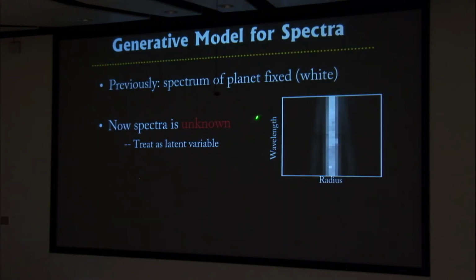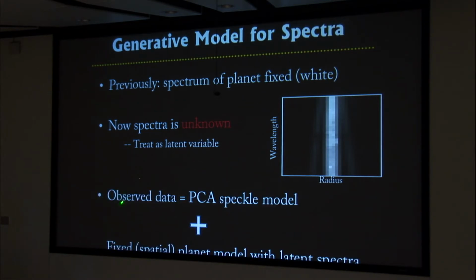And as I said previously, we assumed it was white. But the correct thing to do would be to assume that it's unknown and treat the spectrum as just a latent variable in our model that we're going to infer as part of the fitting procedure. So now we're going to explain our observed data with two competing models. One will be the PCA speckle model that I just described, which is fairly straightforward. And the second one will be a model of the planet where the spatial structure is known.